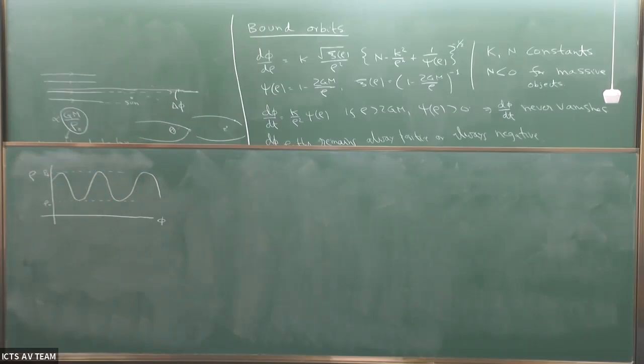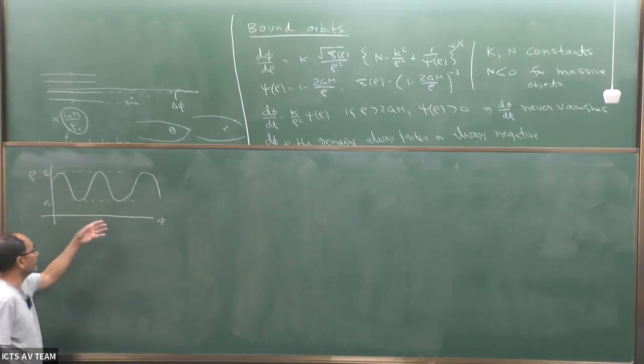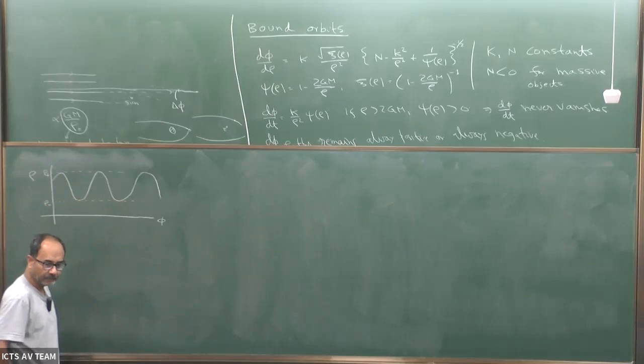Okay, in Newtonian gravity, you are familiar with orbits like this. There is a maximum distance from the sun and a minimum distance from the sun. That's how the planetary orbits look. So the maximum rho and the minimum rho. And we expect that here also we'll have a form like this.